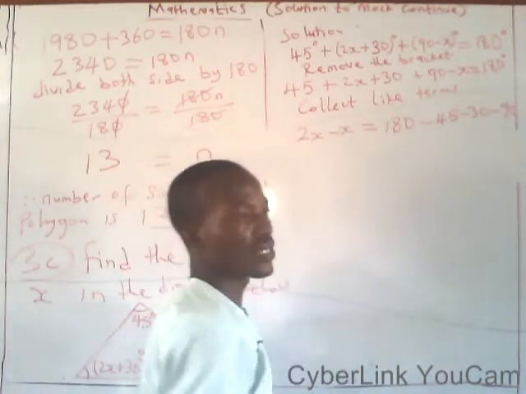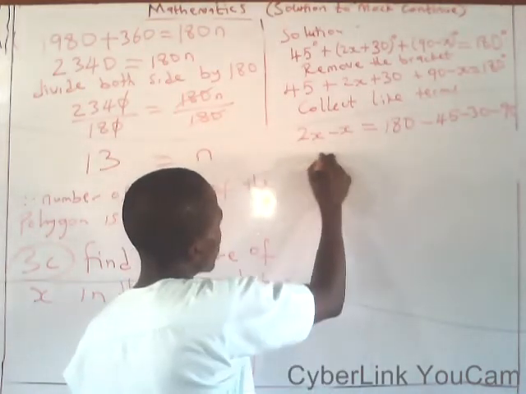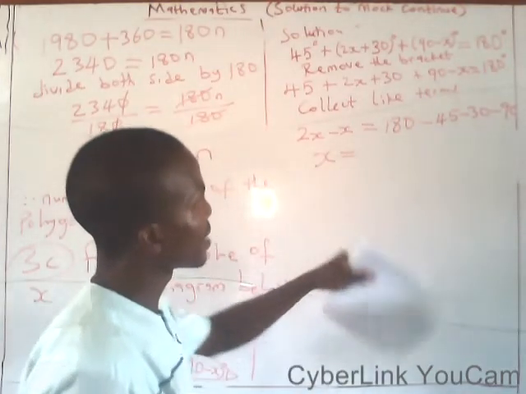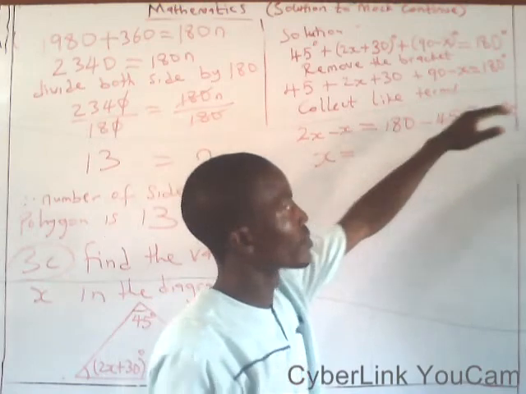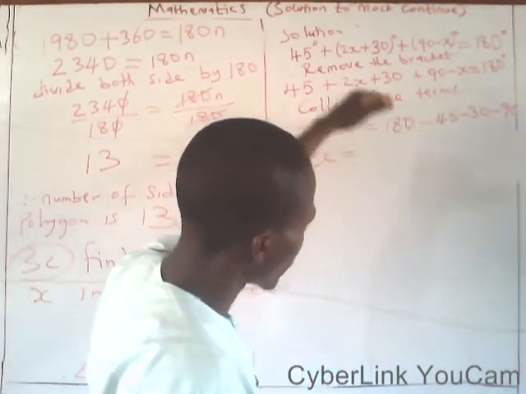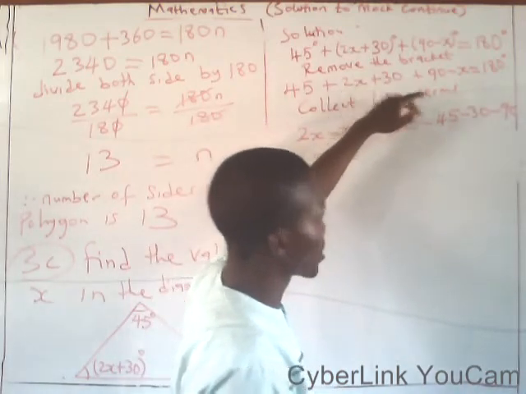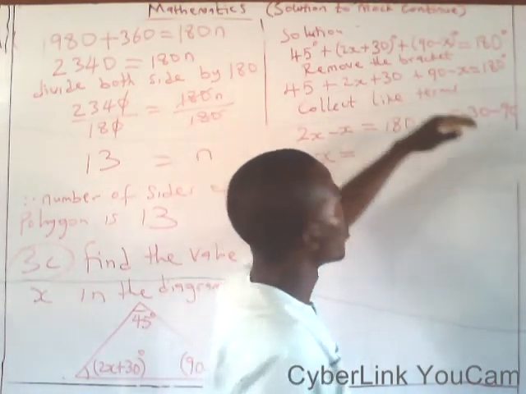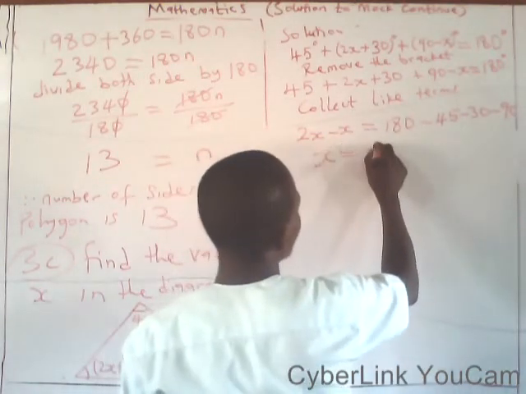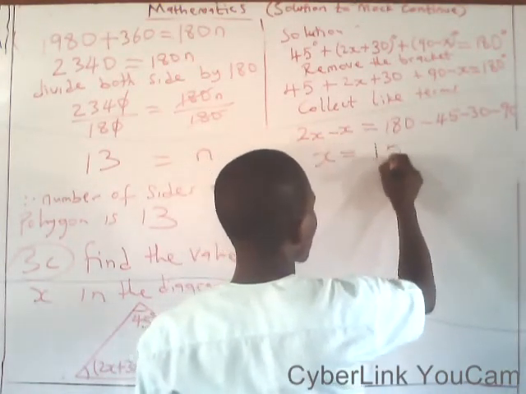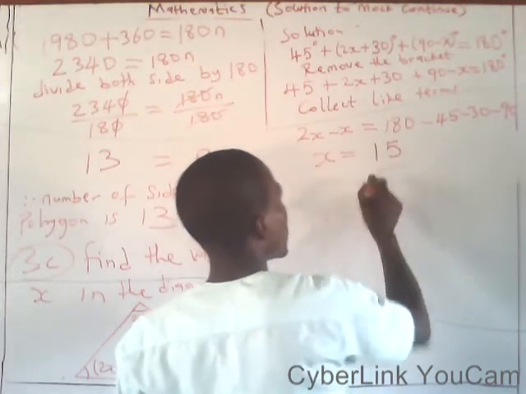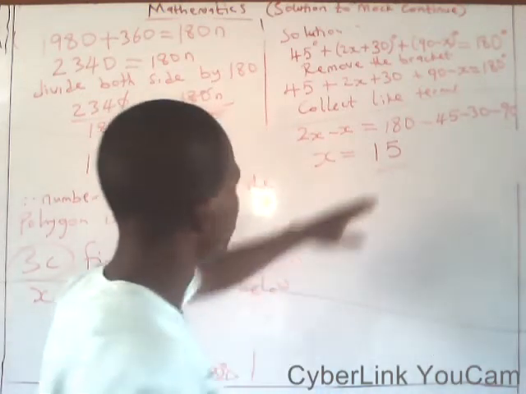Now 2x minus x will give us x is equal to 180 minus 45 minus 30 minus 90. If you make the subtraction very well, your final answer here is going to be 15. So in that case, the value of x is equal to what? 15. The value of x is equal to 15.